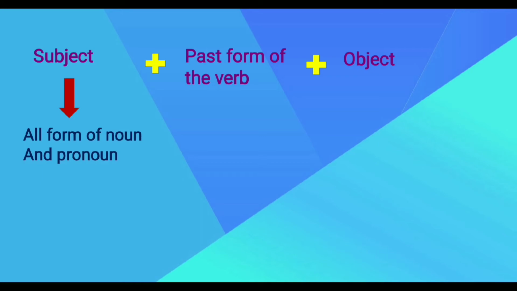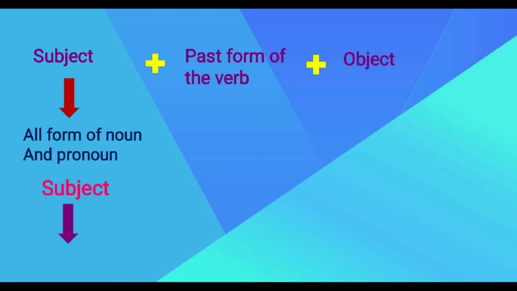When the sentence is in simple past tense, we need these three parts: subject, verb in past form and object. All forms of noun and pronoun are counted. We use did with them. If we want to ask a question of this type, then what will we do? We use did. So what about the negative sentence formation of the simple past tense sentence? Let's see.